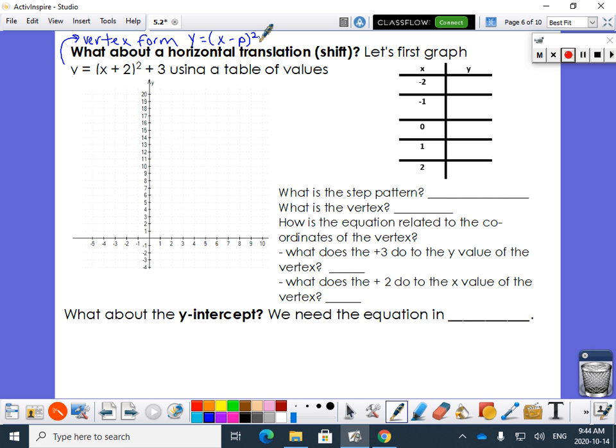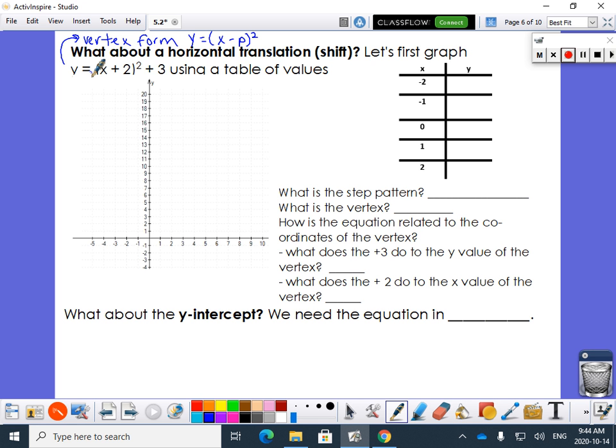So really, this value here is p. Okay? Okay, so let's first graph y equals (x plus 2) squared plus 3 using a table of values. Okay, so that's no problem. We're just going to sub in our x into here, right?